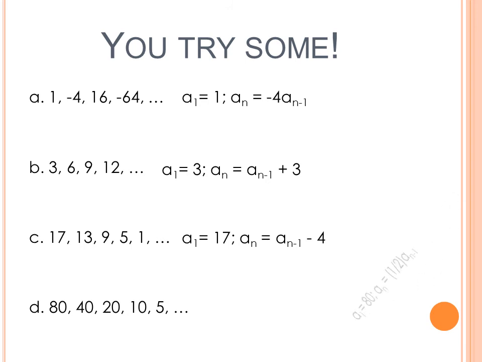For D, we're dividing by 2 each time, but we always want to write our recursive form using multiplication or addition or subtraction. So since we're dividing by 2, this is the same as multiplying by 1/2. So we can write a sub 1 equals 80 and a sub n equals 1/2 times a sub n minus 1.